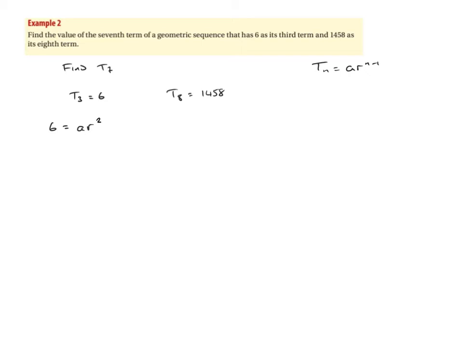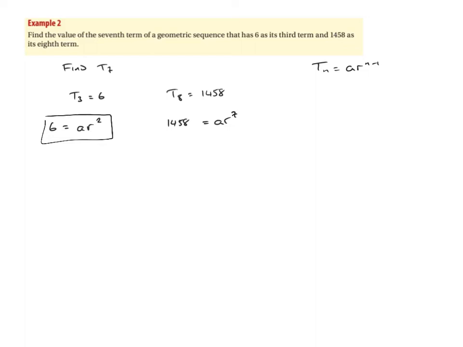For T8, we're going to do exactly the same thing. We know that 1458, again, stick it through this formula. A, we do not know yet, so that's equal to A. And then we need to find our R, which is just R. And what we then have is n minus 1, and we have T8. So sticking it into here, 8 minus 1 is 7.